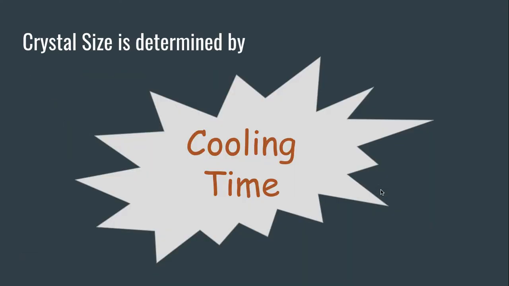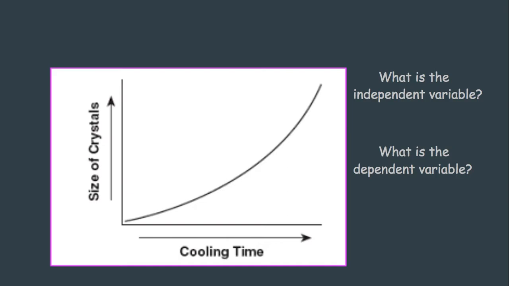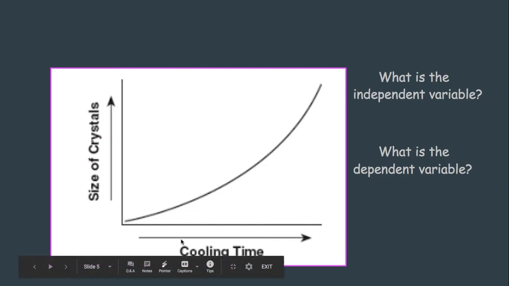Now, crystal size, what changes that from rock to rock, is determined by cooling time. How long it takes for the rock to go from a liquid state, when it's lava or magma, to a solid state, when it's a rock. So it is a direct relationship. The longer the cooling time, remember that's my independent variable on the x-axis, the larger the crystal sizes are going to be.